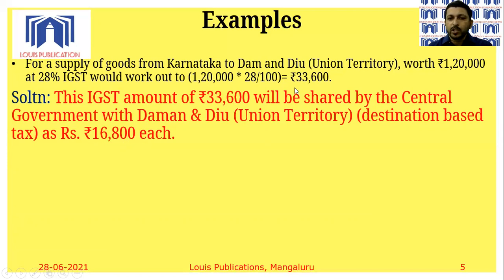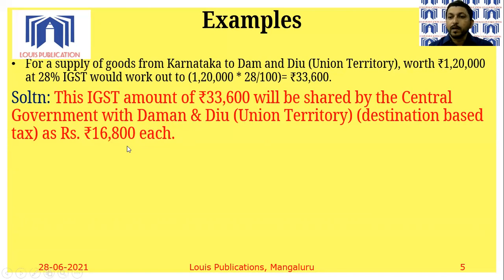So the entire IGST amount of 33,600 will be deposited by the supplier with the central government, and the central government will share that with the union territory where consumption happens. That is Daman and Diu, exactly half of that. So half of 33,600 would be 16,800.